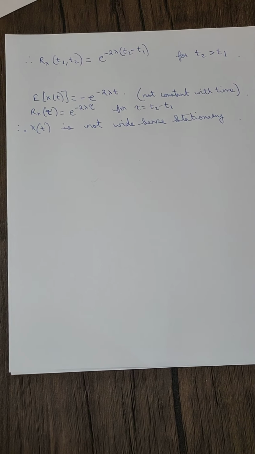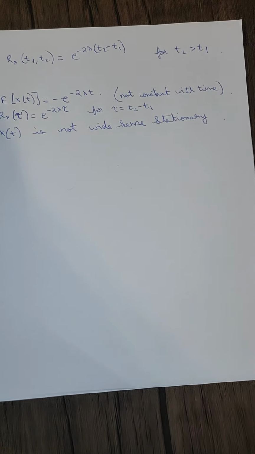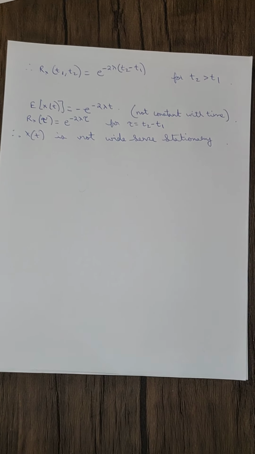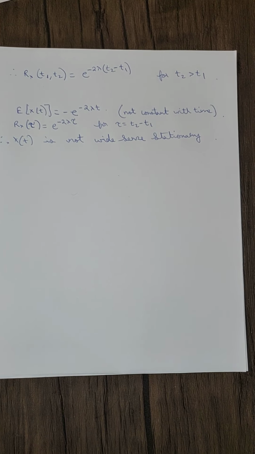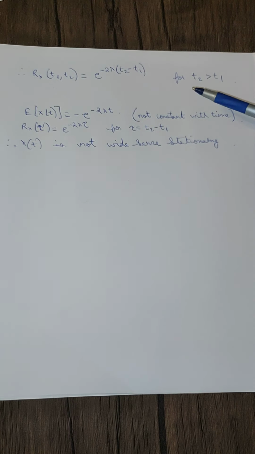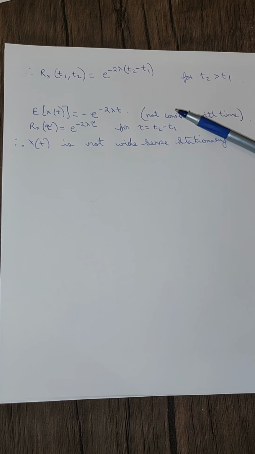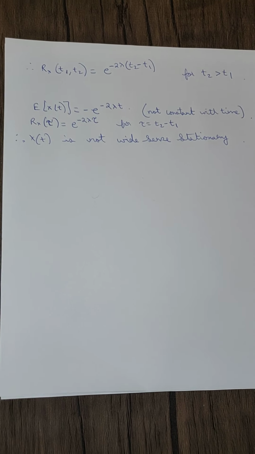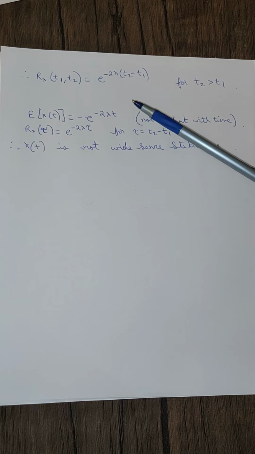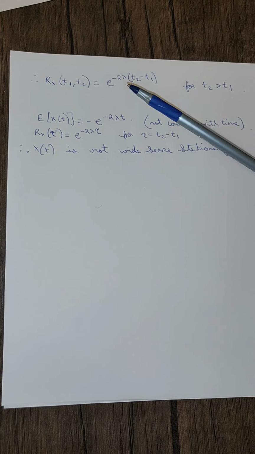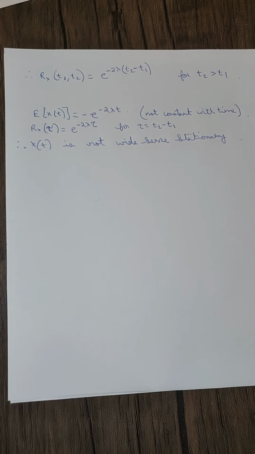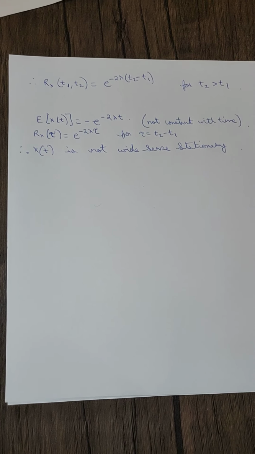Now we are asked whether X(t) is wide-sense stationary or not. A random process is wide-sense stationary if the mean is constant with time and the autocorrelation only depends on tau, which is t2 minus t1. The autocorrelation here only depends on tau equal to t2 minus t1 for t2 greater than t1. However, the mean is not constant with time. We have a t term in the mean: the expected value of X(t) was minus e^(-2 lambda t). Therefore, the mean is not constant. So X(t) is not a wide-sense stationary process.